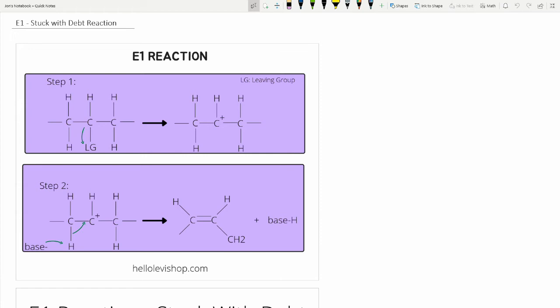The second step is when a weak base, which is oftentimes going to be the solvent, abstracts the hydrogen, as you can see right here in these green arrows, and then the double bond forms. Now, much like the SN1 reactions, a tertiary carbocation reacts faster than a secondary carbocation, which reacts much faster than a primary carbocation.